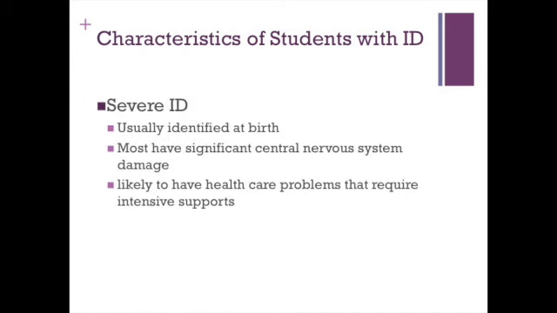So again, with students with severe intellectual disabilities, it's usually identified right at birth. Most have significant central nervous system damage and oftentimes are likely to have healthcare problems that require intensive supports across their life. So again, remember that we're talking about a very small percentage of students because most students have mild intellectual disabilities. And for folks that are in this range, we're looking at IQs below 20.